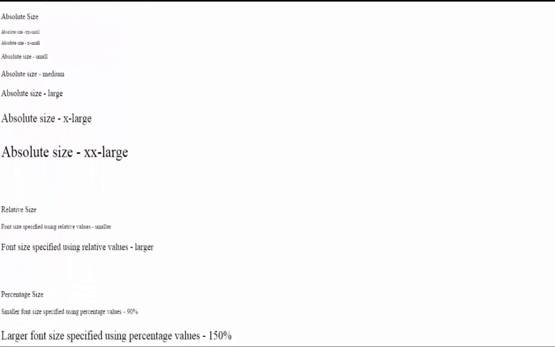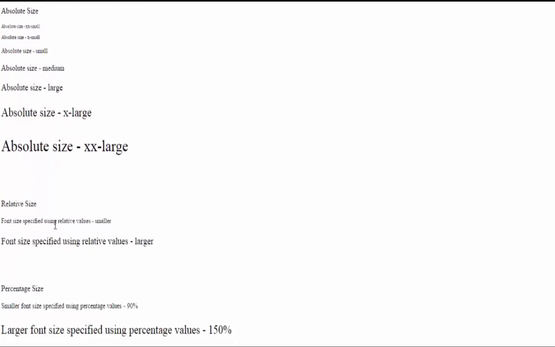We did the relative size, which was font size specified using relative values. This is smaller than this one. And font size specified using relative values, larger than this one, because this is the neighboring text. This code was directly after this text. And then percentage size is the same thing. Smaller font size specified using percentage values, it's 90%. Larger font size values 150% as compared to this text here.